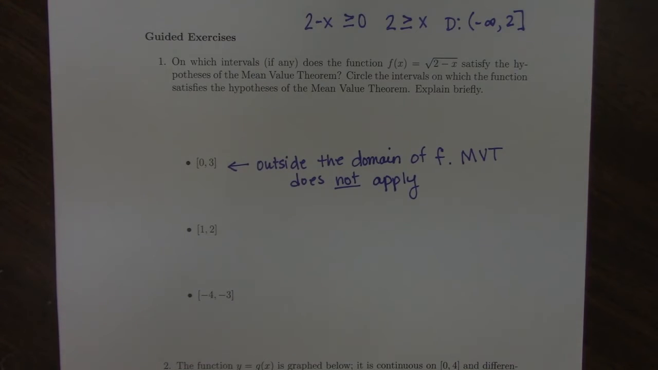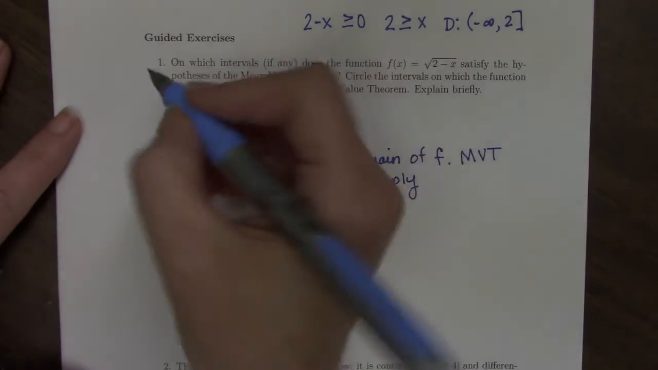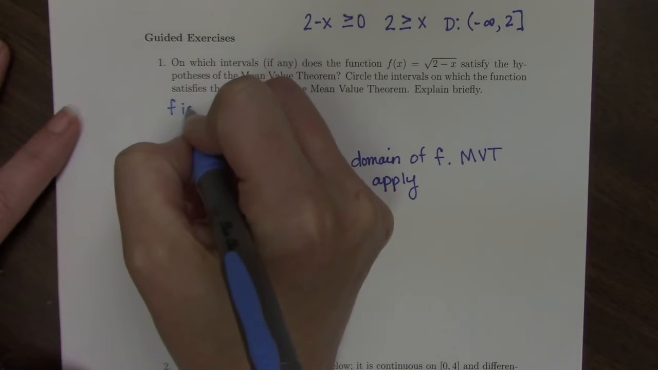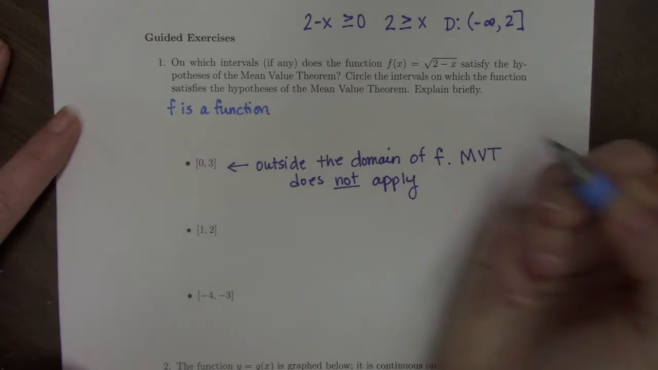The remaining two have intervals inside the domain, but in order to know if the MVT applies, I have to make sure that the conditions are met. So let's see if we meet the conditions that are required. So the first condition is that f is a function. This is in fact a function.